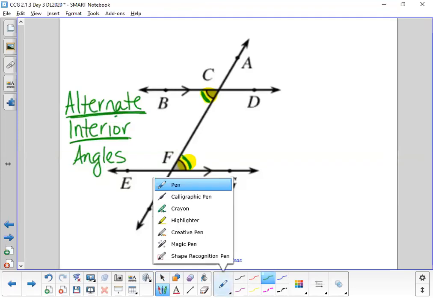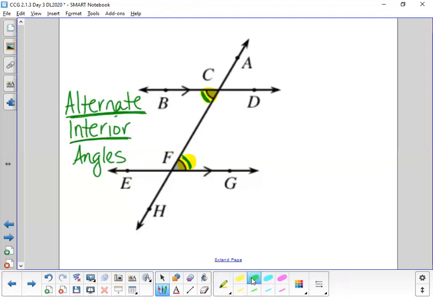So I want to know, what is another pair of alternate interior angles? Well, here's the only other one that's inside the line on this part of the intersection. So that means that across the transversal, also inside, would be that. So those are my two pairs of alternate interior angles.